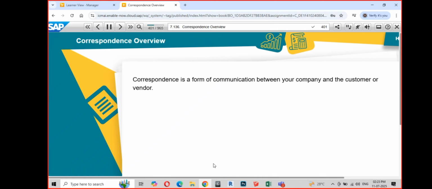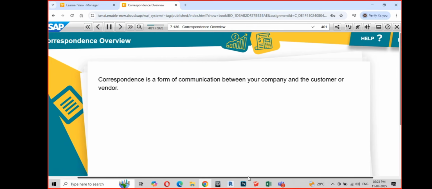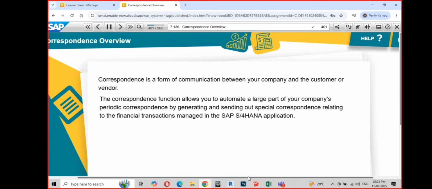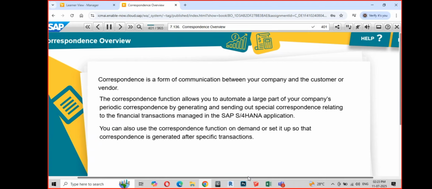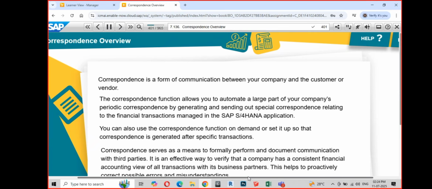So correspondence. I think you may come across a topic called correspondence. Now, we have seen two forms of correspondence. What are they? One is your balance confirmations, where you are striking a balance with your vendors or customers. The next one is your dunning. I explained the process of dunning, where you automate the process of reminding customers of their overdue payments. So this also is a form of correspondence.